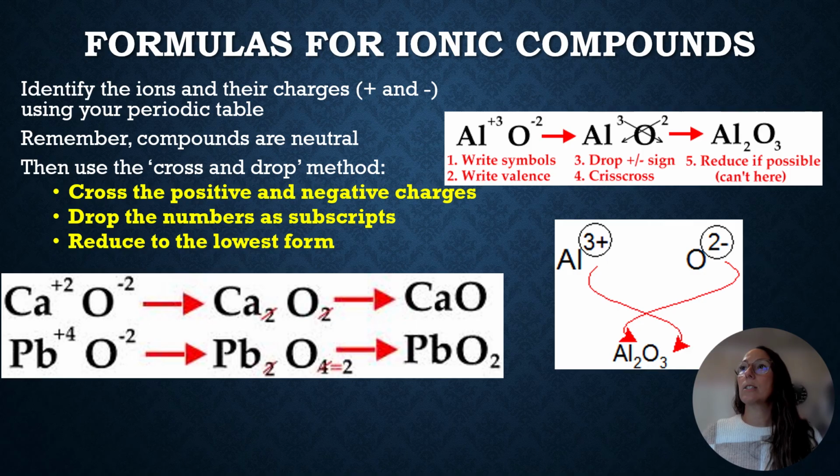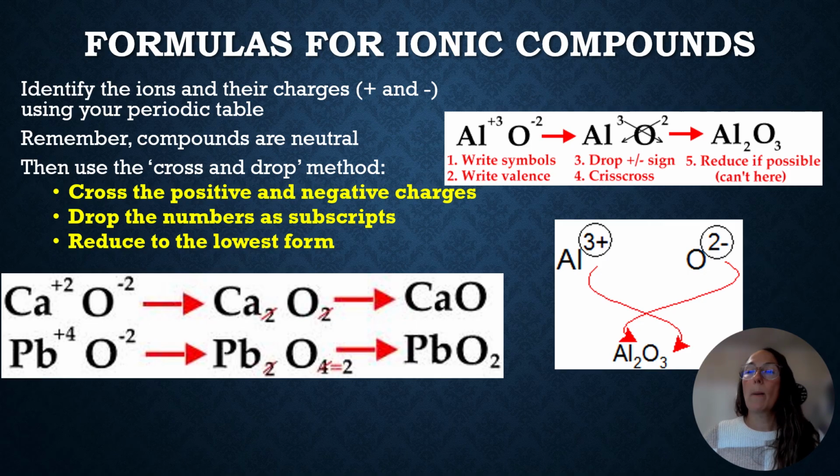If you're using this swap and drop method, we would take the 4 and bring it down here. That makes this 4 there. We would take this 2 and bring it down there. So this is the crisscross. Bring it down there and make Pb2. So then I have Pb2O4, but that's not the smallest ratio, so I have to break it down into its smallest ratio, which is 1 and 2, making what we would have had before.